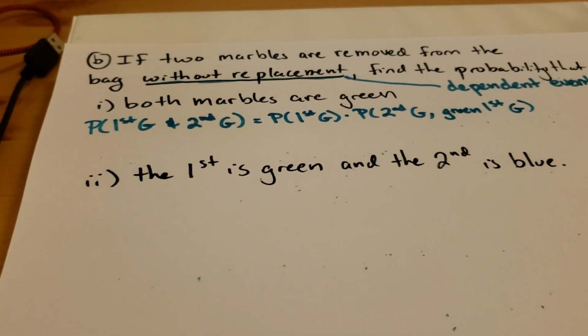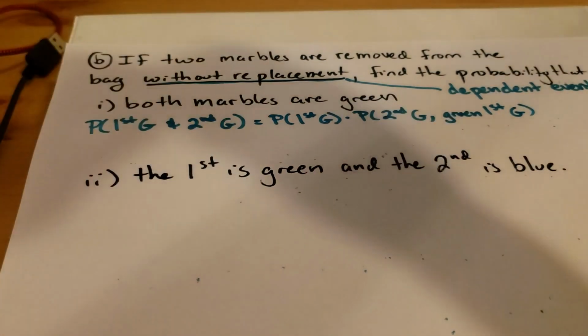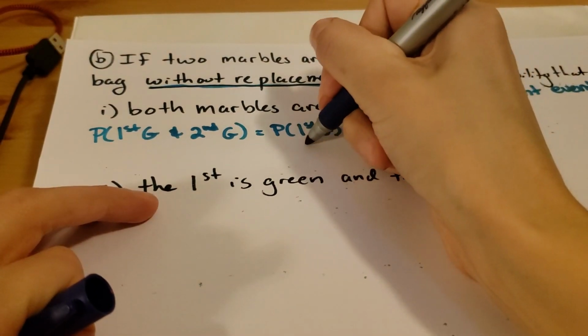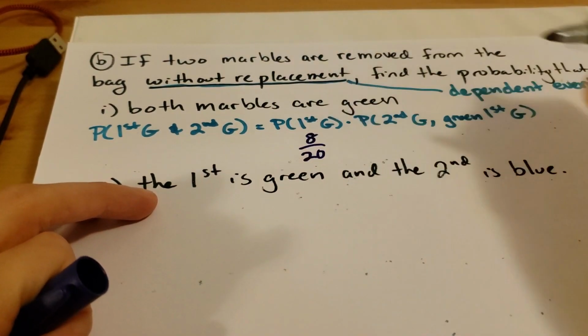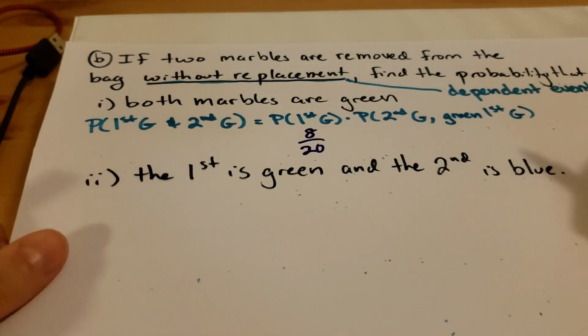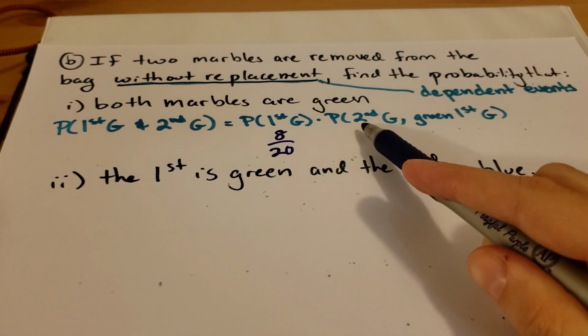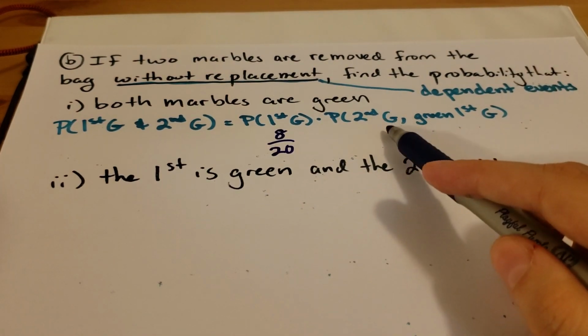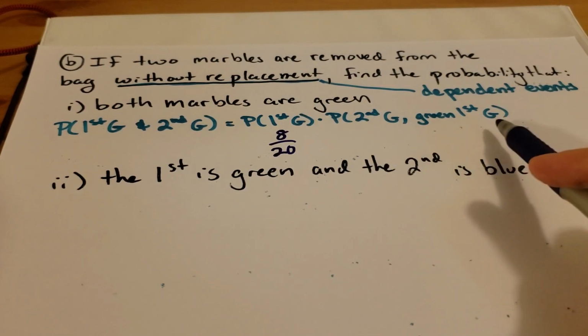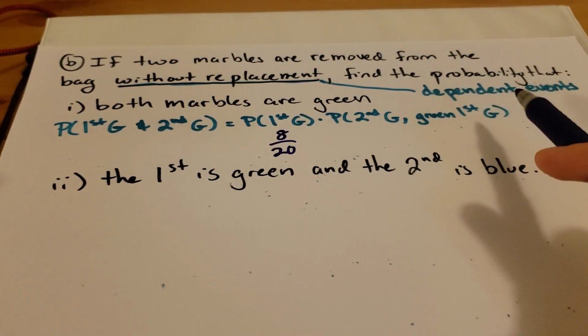Okay, so what's the probability now? The probability that the first one is green is still going to be 8 out of 20, just like it was before. We start out with 20 marbles in the bag and 8 of them are green. So nothing changes about that. Now when we get over here to the probability that our second marble is green, given that the first one is green, this changes now.